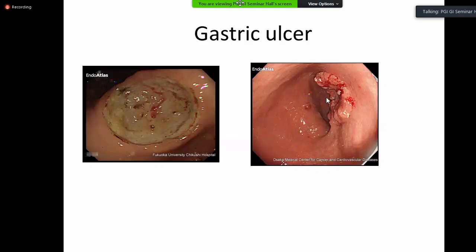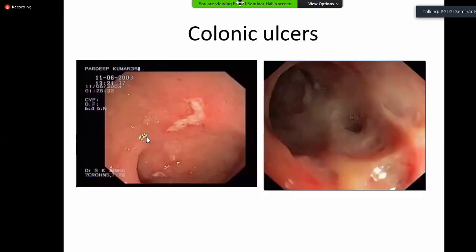This is an example of a gastric ulcer, which is malignant. A malignant ulcer, one of the varieties, has everted margins. It can be flat also, it can be depressed also, but classically everted margins, whereas the margins here are smooth and regular. Now, colonic ulcers, stellate ulcer, and deep ulcer.